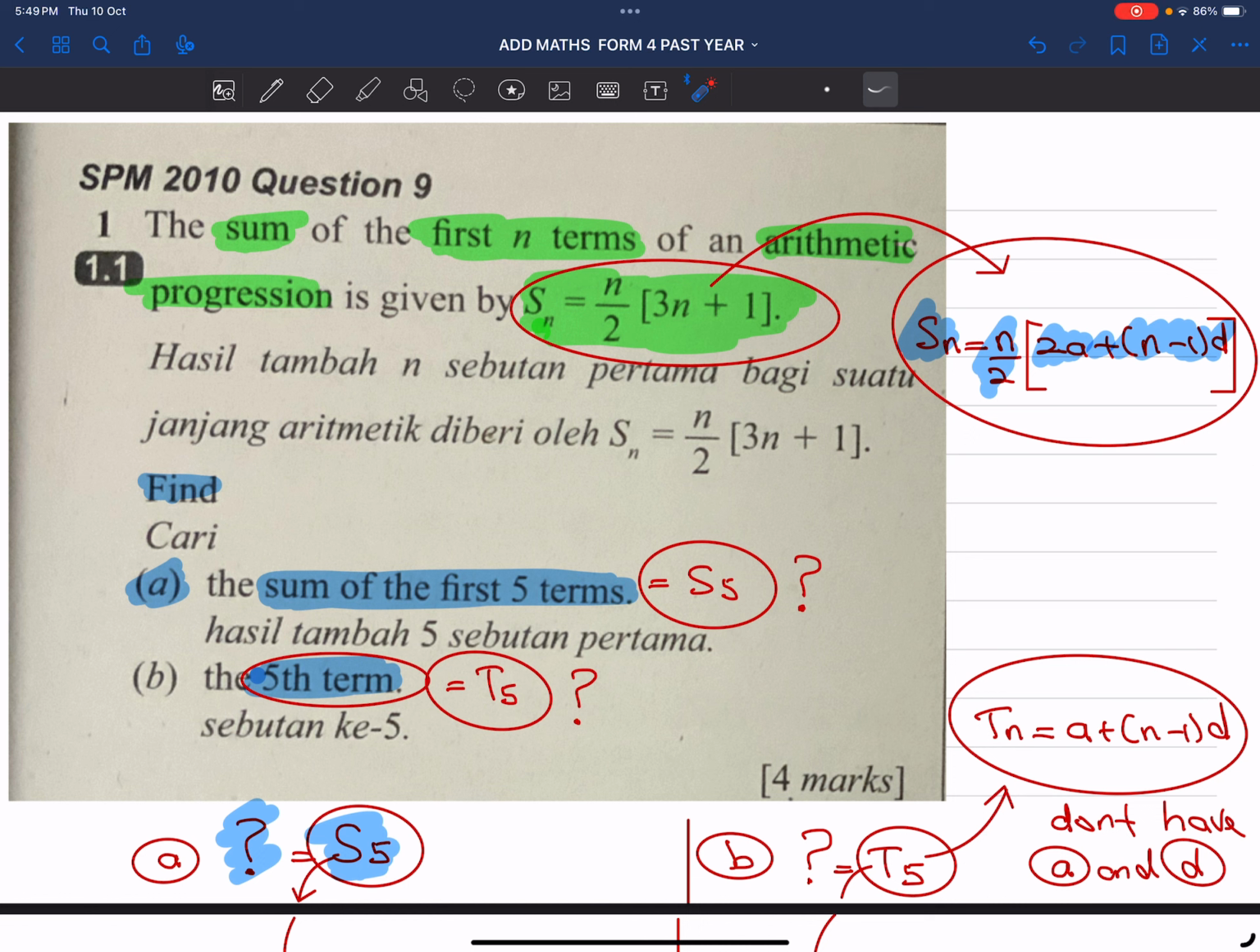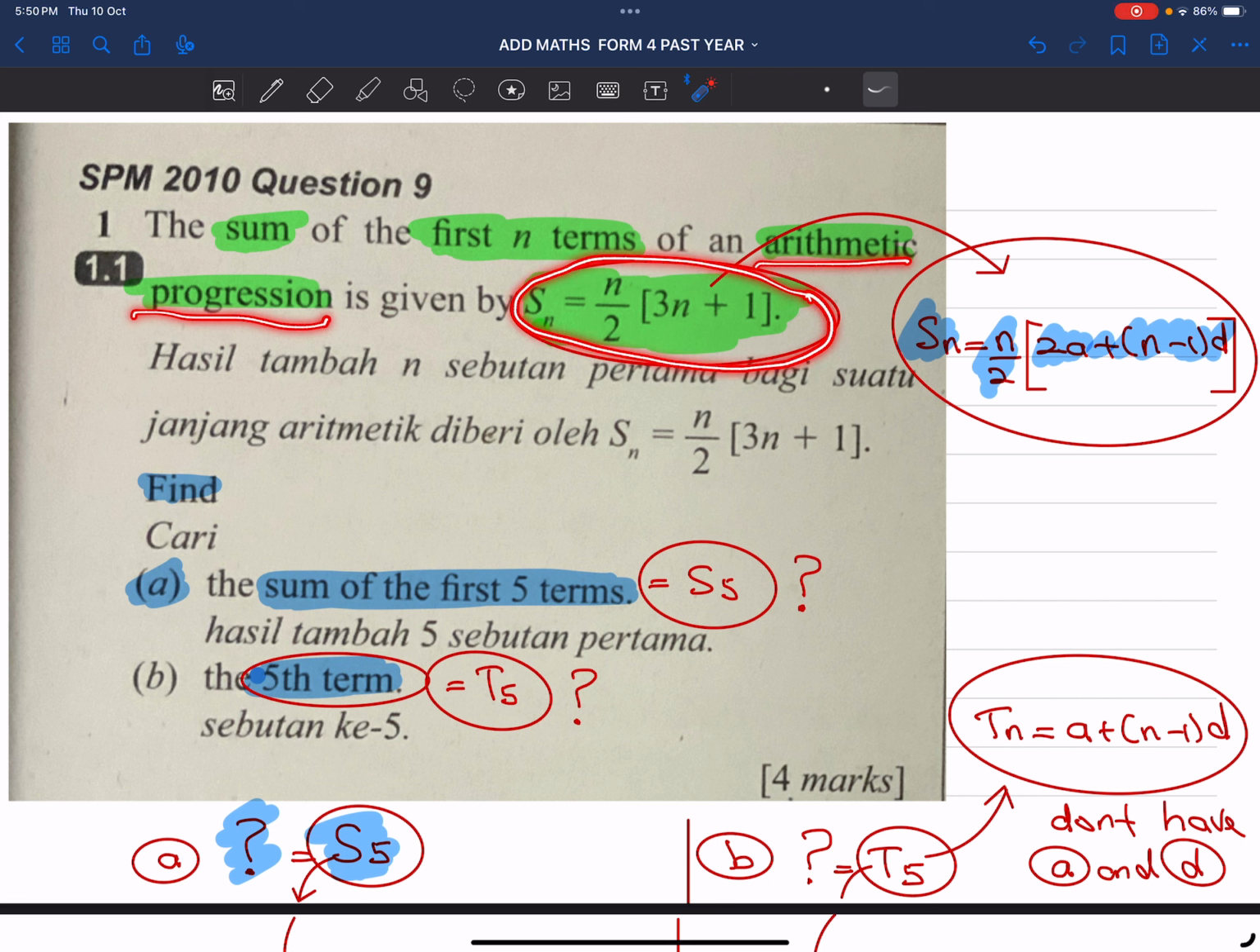Progression. Our question: the sum of the first n terms of an arithmetic progression is given by this formula, which is Sn equals n over 2 brackets 3n minus 1. So we have the sum of the first n terms of the arithmetic progression, AP, by this given formula.